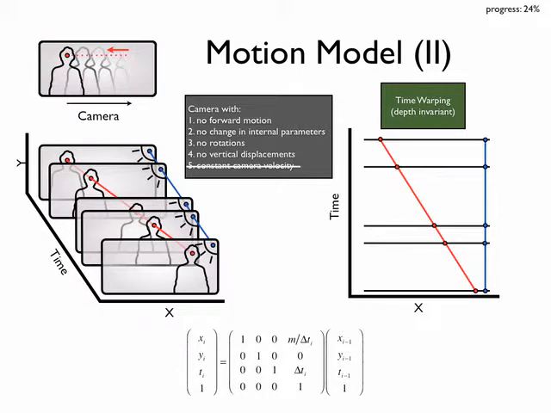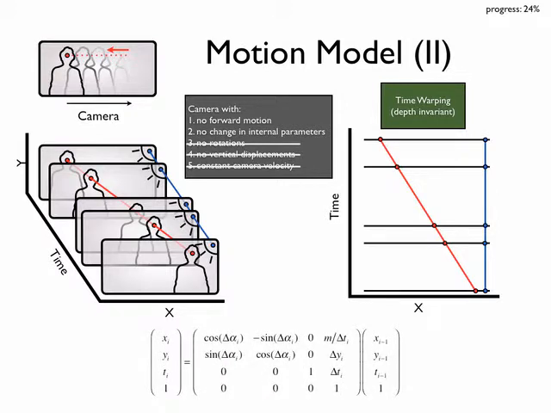Then in this case the motion model has changed, and now we add the delta t representing the increment of time with respect to the previous frame. If we remove two more constraints, the rotations and the vertical displacement, then we get a more complex motion model, which is described as here, adding rotations and vertical displacement.